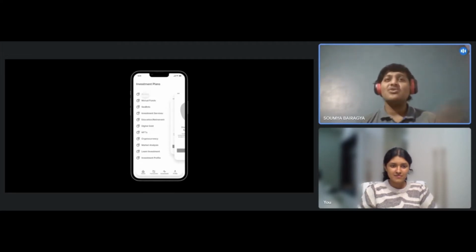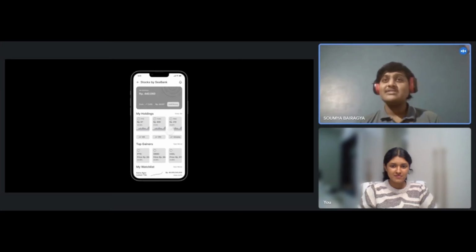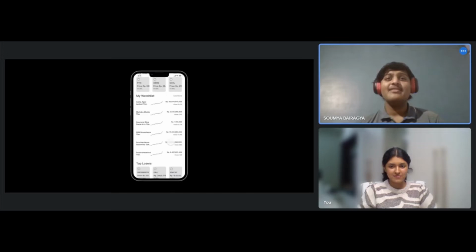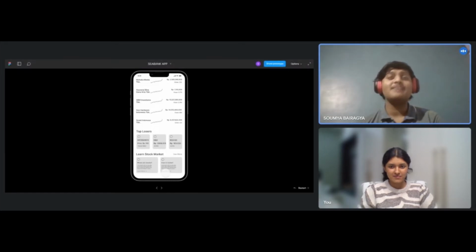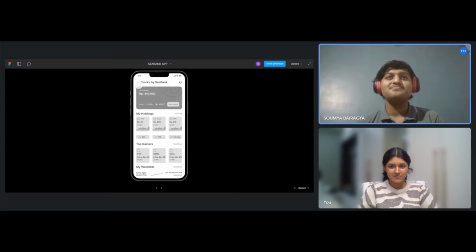First is the stocks, where user can invest in the stocks. They can check their portfolio. They can see the holdings in which they've invested, the top gainers, the watch list. And if they do not know about the stocks, they can go through the learning phase and they can go through these videos that are provided within the application.